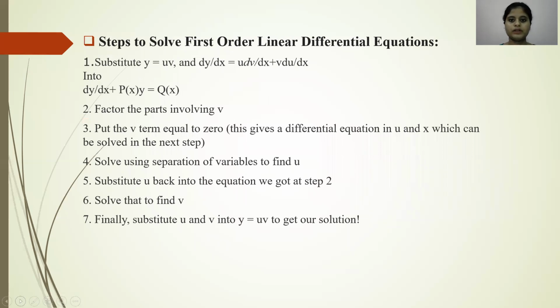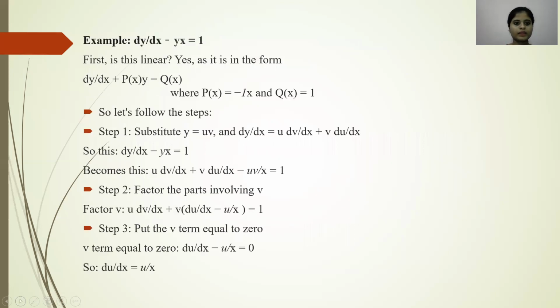Steps to solve first order linear differential equations. Substitute y is equal to uv and dy by dx is equal to u dv by dx plus v du by dx into dy by dx plus p(x) y is equal to q(x). Factor the parts involving v. Put the v term equal to 0. Solve using separation of variables to find u. Substitute u back into the equation we got at step 2. Solve that to find v. Finally, substitute u and v into y is equal to uv to get our solution. Example.